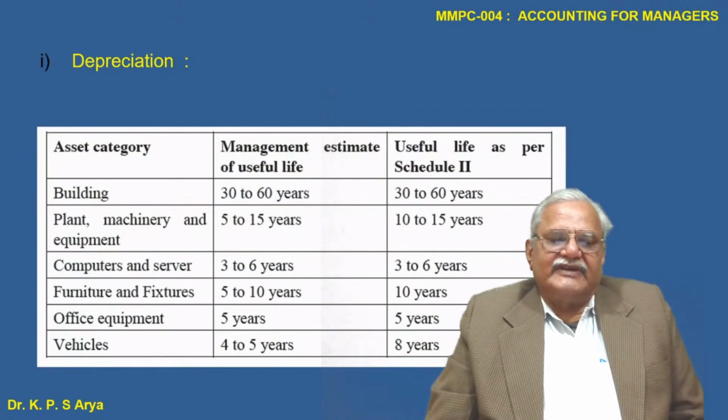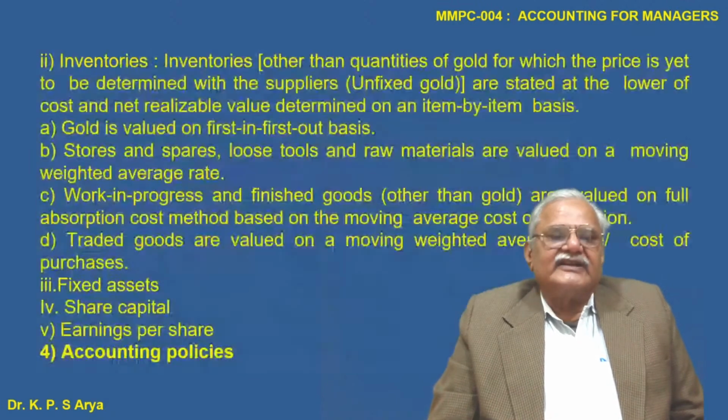Furniture and fixtures: 5 to 10 years. Useful life as per Schedule 2 is 10 years. Office equipment: 5 years. Schedule 2 also 5 years. Vehicles: 4 to 5 years. As per Schedule 2 it is 8 years.